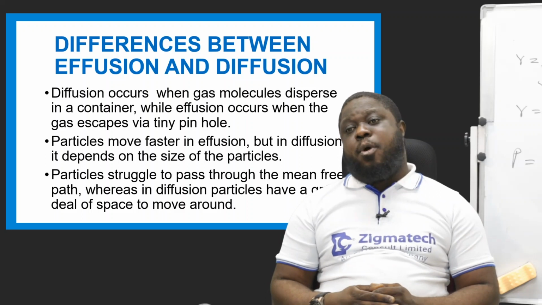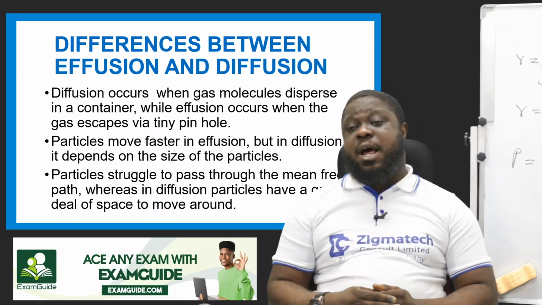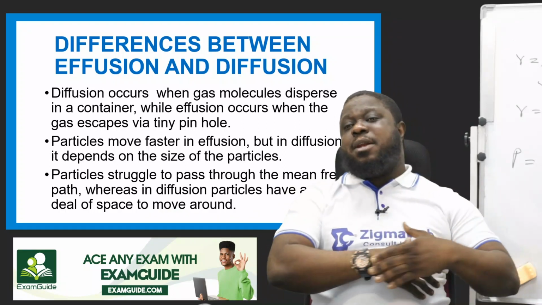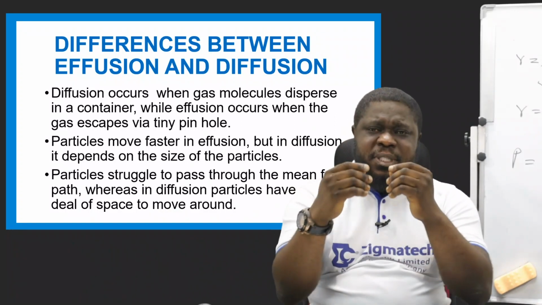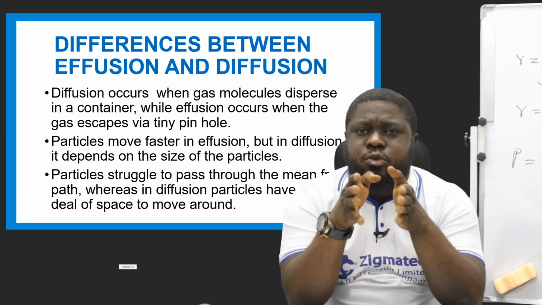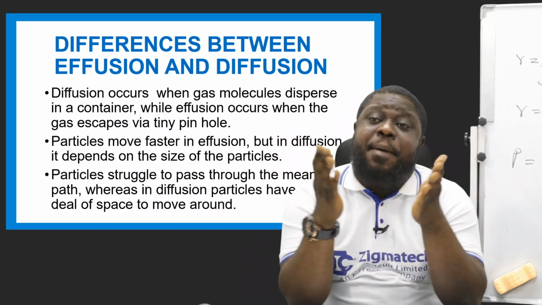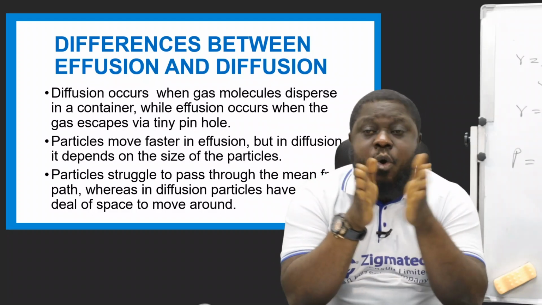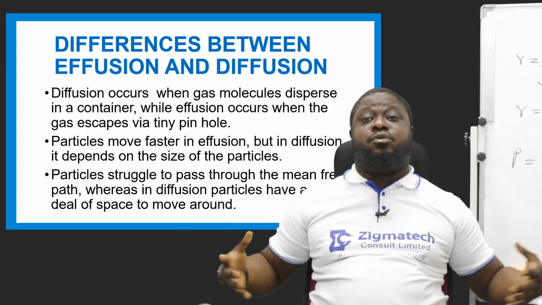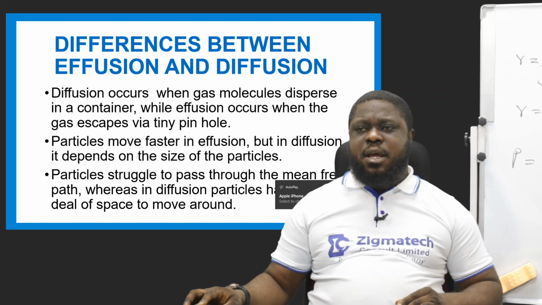Now, in effusion, particles struggle to pass through a mean-free path. Whereas in diffusion, particles have a great deal of space to move around. They have space, okay? They can do anything they like. But it's like telling 10 people to pass one small door, they will struggle to pass. That's effusion. Because the particles are many, they will be struggling to pass that small hole. But in diffusion, the space is large for them to diffuse, so they play around in the container before they come out.